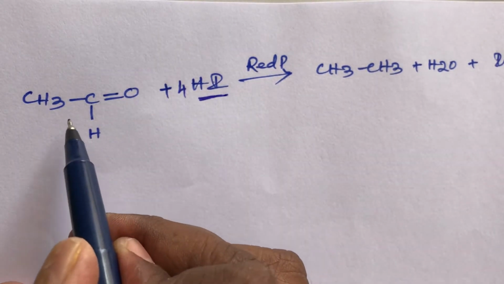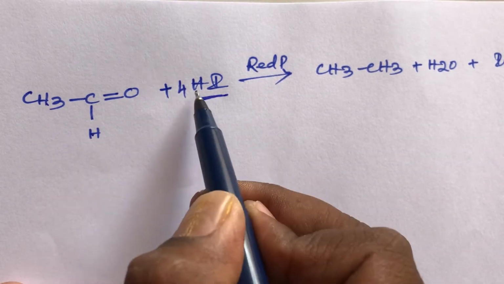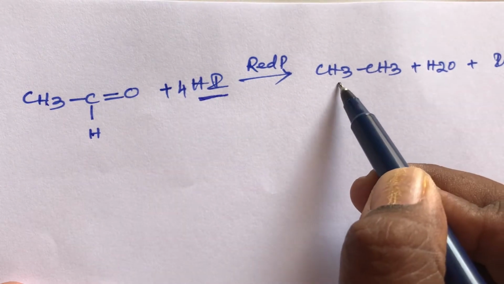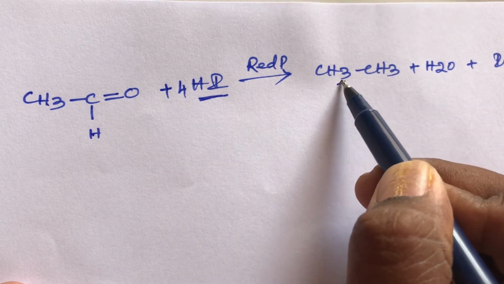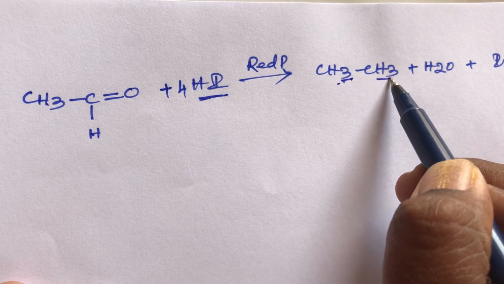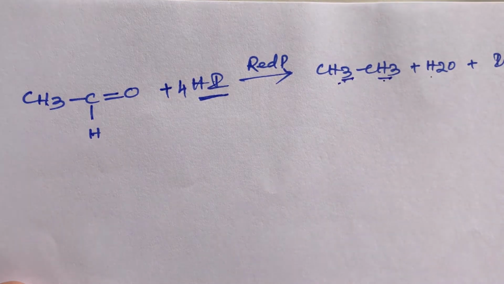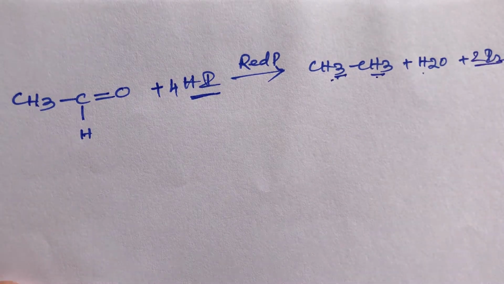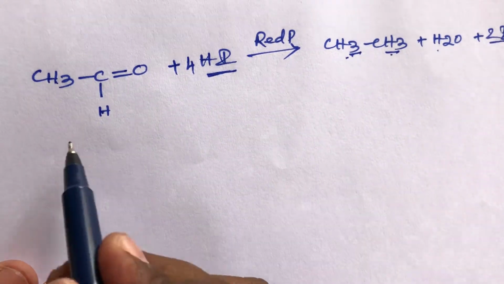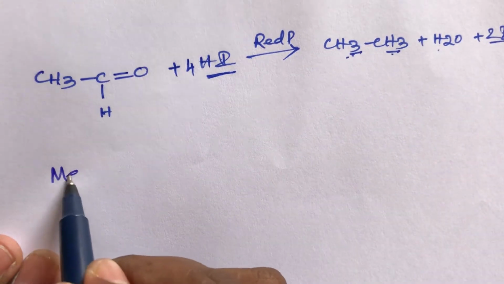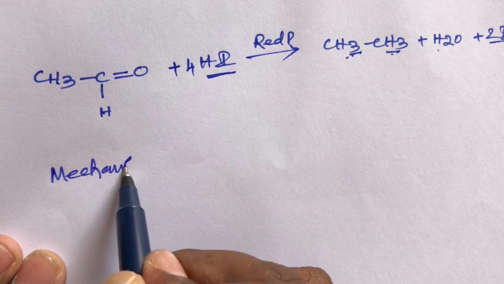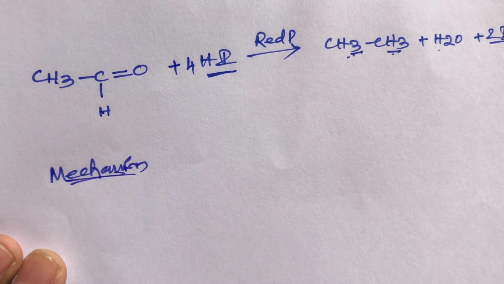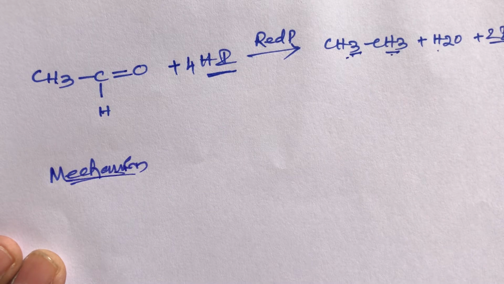Total hydrogens on the left-hand side are 3 plus 1, 4, plus 4 hydrogens; the right-hand side is the same. CH3 has 3 hydrogens, 3 hydrogens here, 3 plus 3 is 6, plus 2 is 8. Everything is balanced. Here 2 moles of iodine. So I will explain the mechanism of aldehyde reduction with hydrogen iodide.